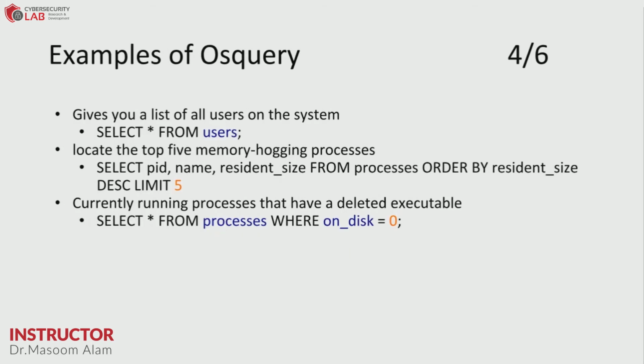So, for example, this is an example of the queries that can be made by OS Query. You can have different deleted processes, or you can have the list of users which are active on the system. Also, you can have the five most memory-consuming processes as well.